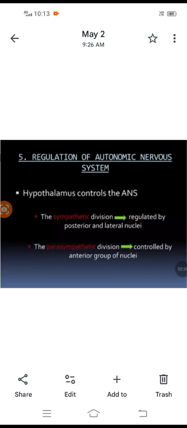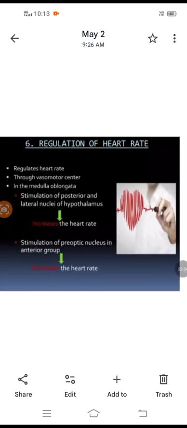Regulation of autonomic nervous system. Hypothalamus controls the autonomic nervous system. Sympathetic means fight and flight, and parasympathetic means rest and digest. Sympathetic division is regulated by posterior and lateral nuclei, and parasympathetic division is controlled by anterior group of nuclei.